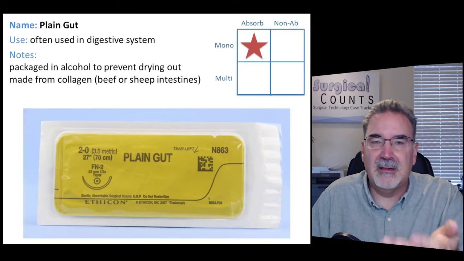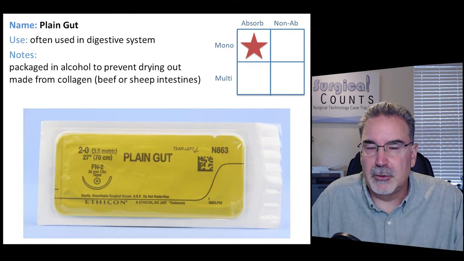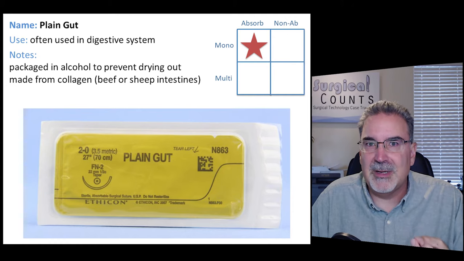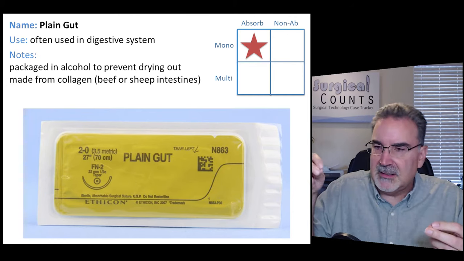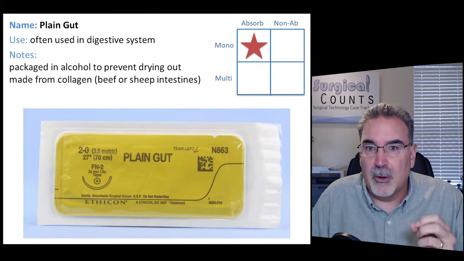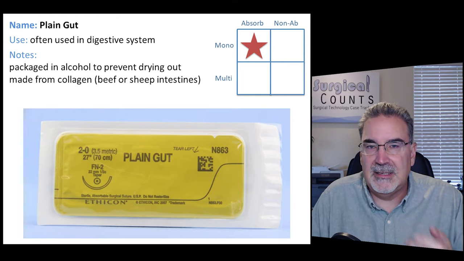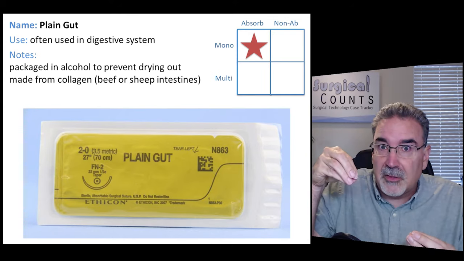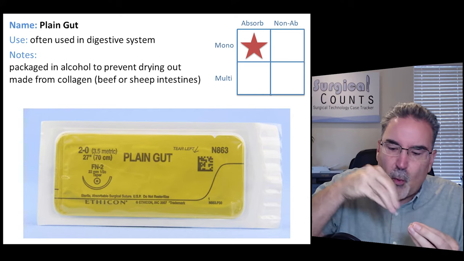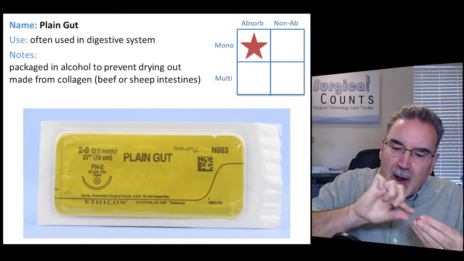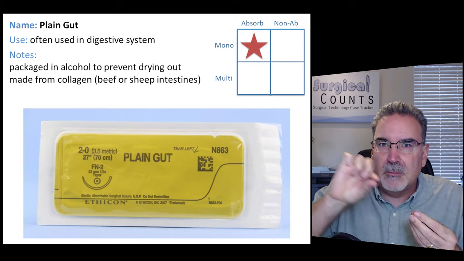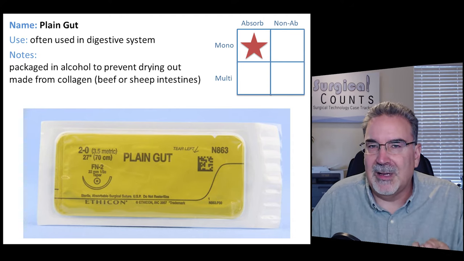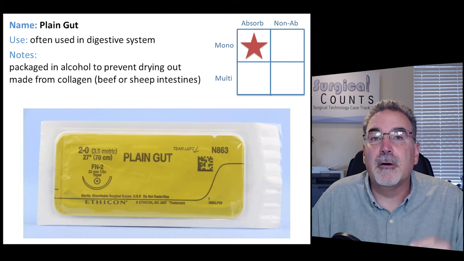So cat gut, or in this case, just plain gut suture, is made from beef or sheep intestines and put into a single thread. So cat gut or plain gut suture, intestine suture, is absorbable. Now, some manufacturers actually start out by taking several different threads of this gut tissue and winding them together, but then they grind them and smooth them out so it becomes very smooth and very monofilament-like. So gut suture is generally considered monofilament, and again, it is absorbable.